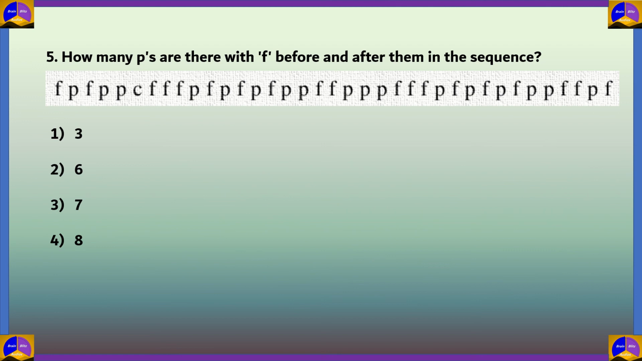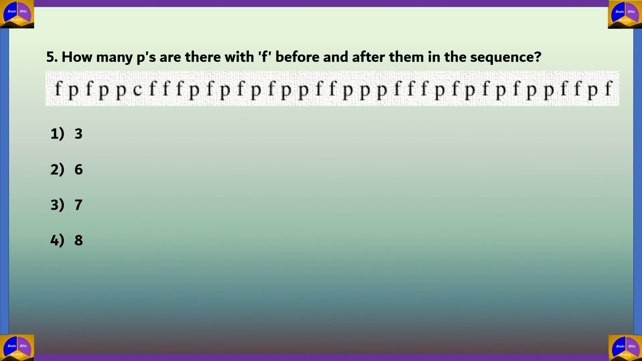Let's move on to the last question. How many P's are there with F before and after them in the sequence? Option 1, 3, option 2, 6, option 3, 7, and option 4, 8. Now, the question says how many P's are there with F before and after them. So, if there's a P, then an F would be before it and an F would be after it. This means that P is immediately between two F's, not after one or two places.